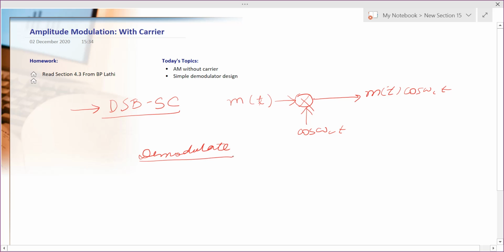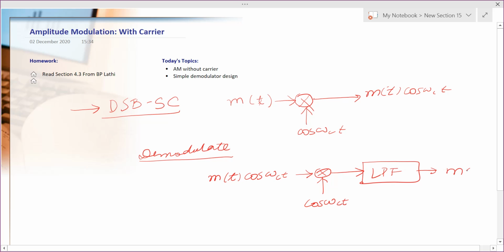Demodulation in case of DSBSC is almost the same as modulation, in the sense that here is your modulated DSBSC signal, you multiply it again with the carrier signal, and then you put a low pass filter, and you will get some constant times m of t. So you know what happens actually.